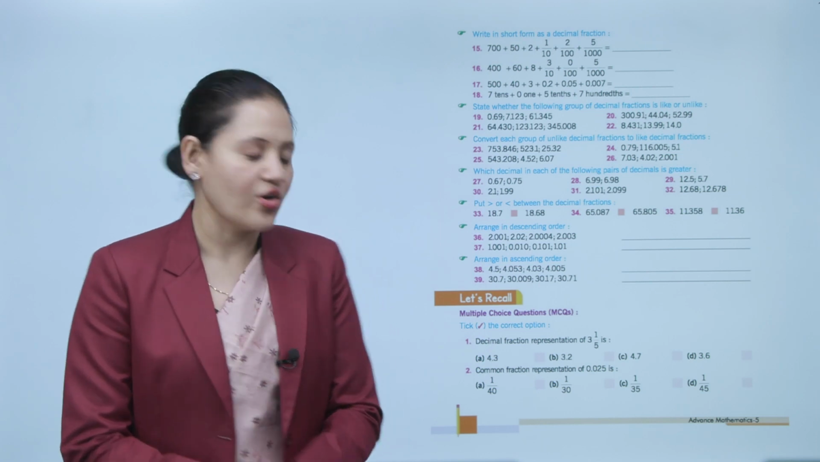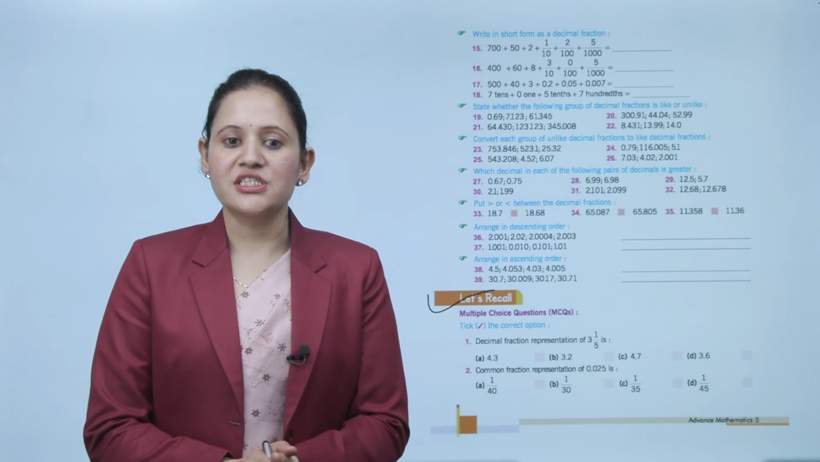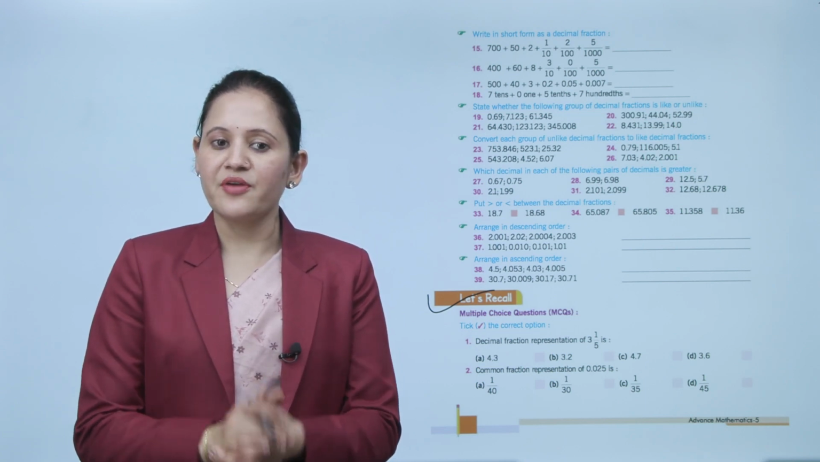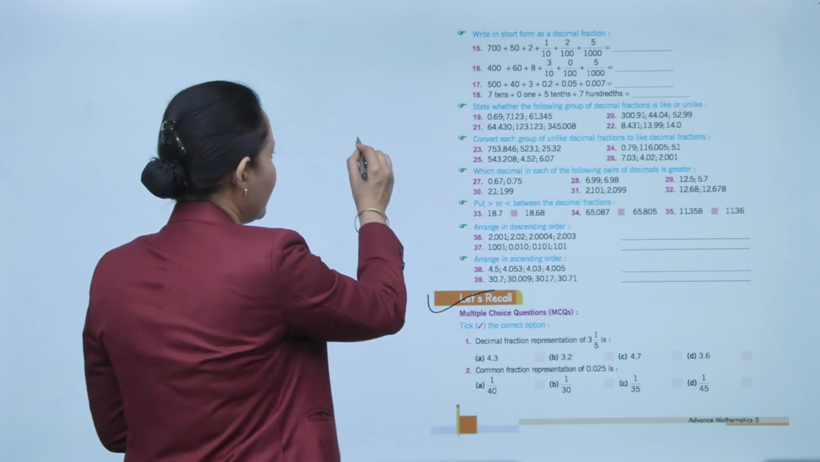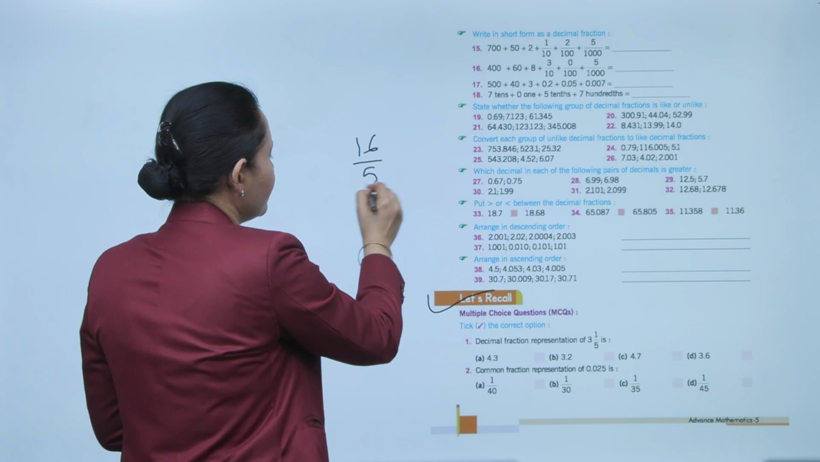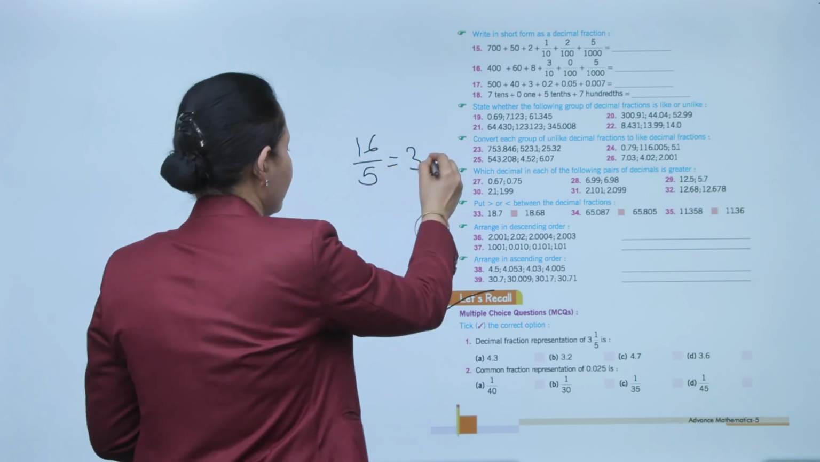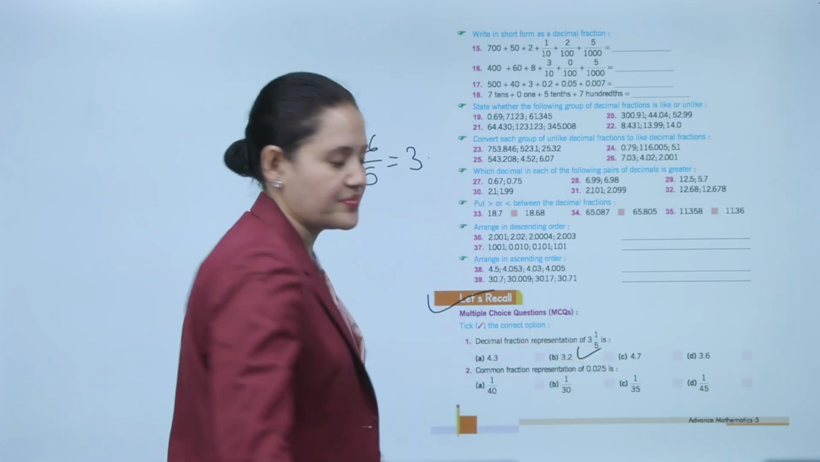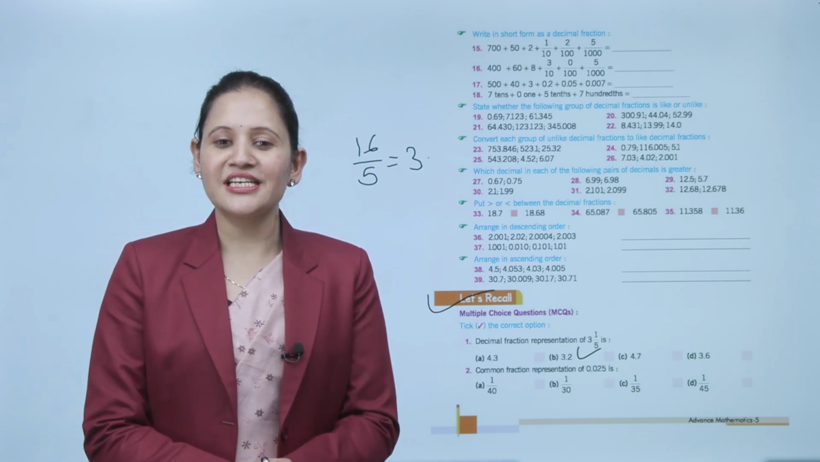Next is, let's recall. Multiple choice questions. Take the correct option. Decimal fraction representation of 3 1/5 is: 5 3s are 15 and 1, 16 upon 5. 5 3s are 15, 3.2. So B is the correct option. Clear? So here we end the chapter. I hope you understand it well. Now to practice it.